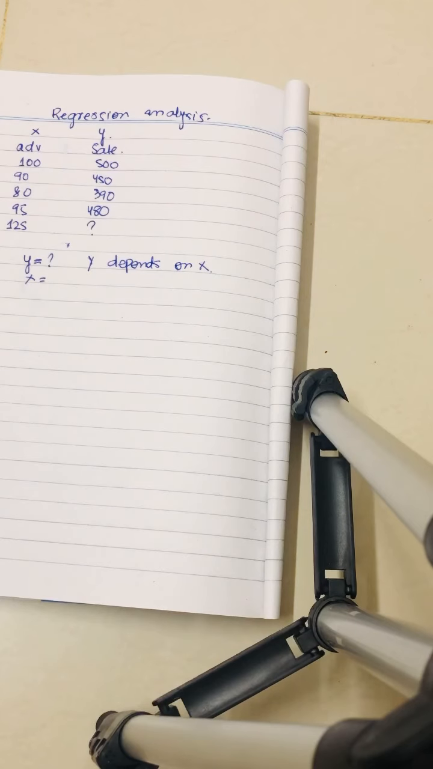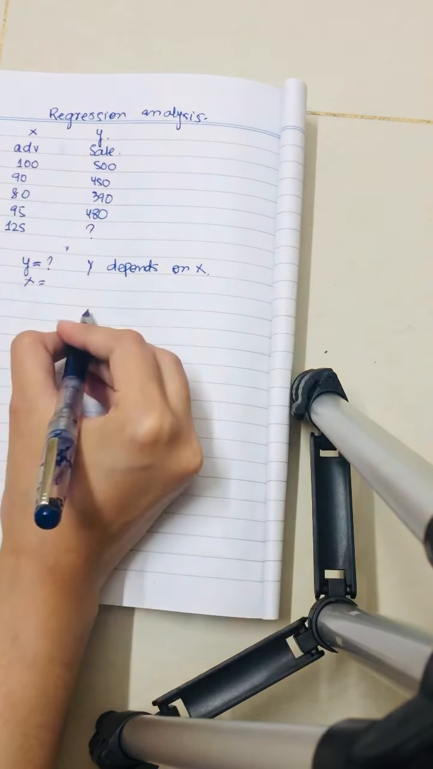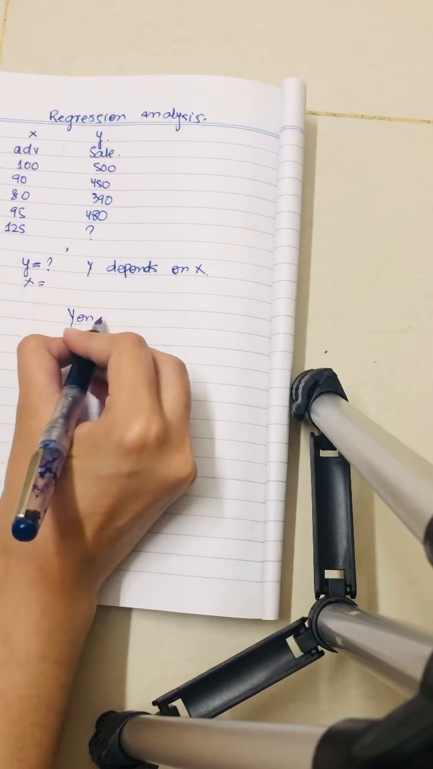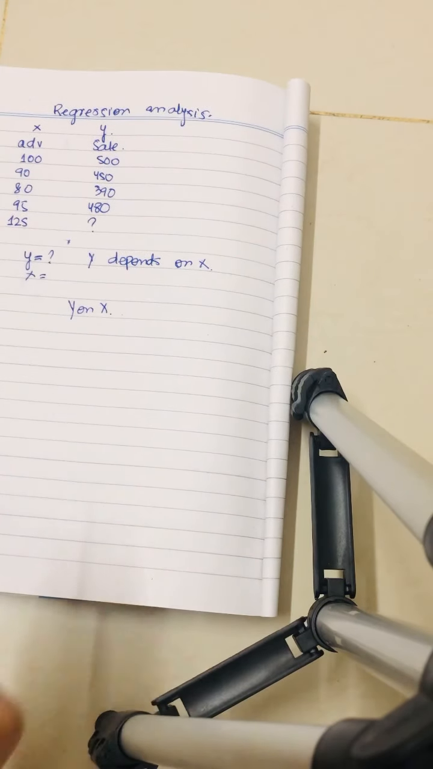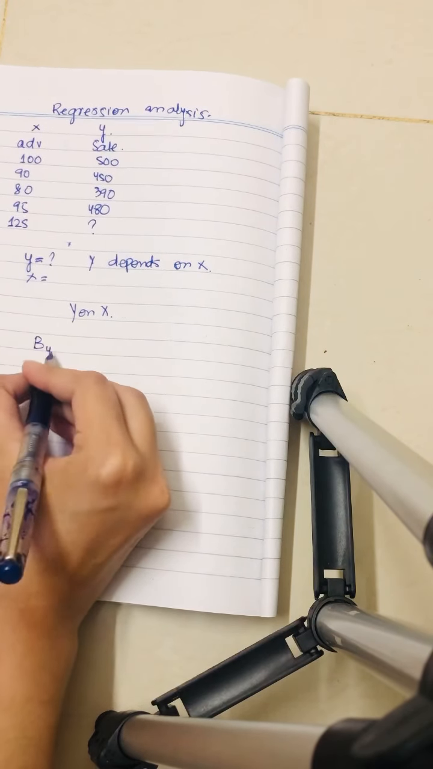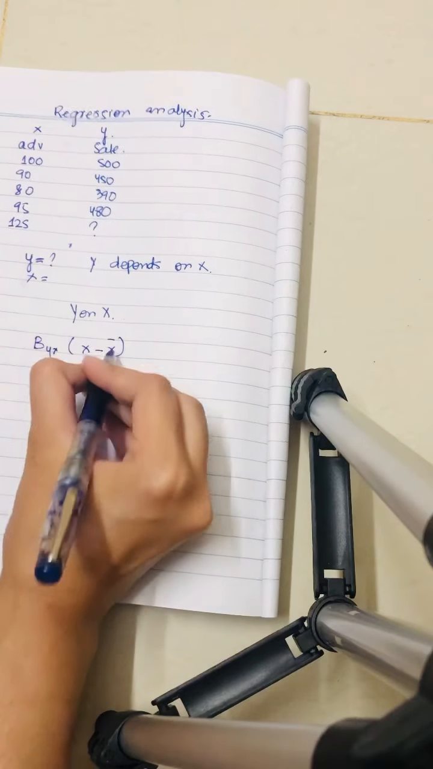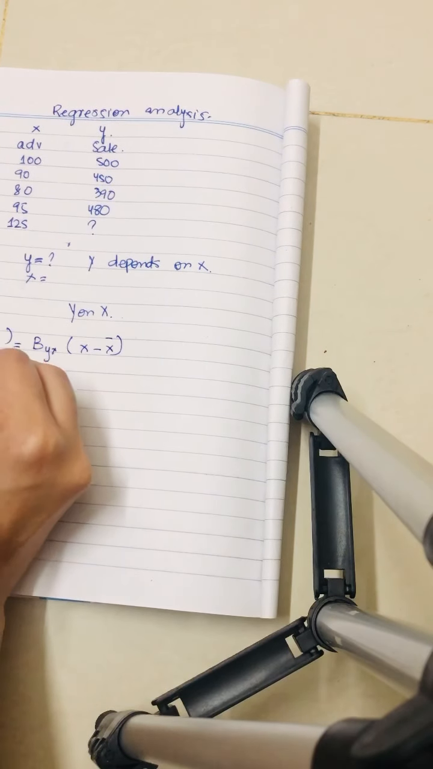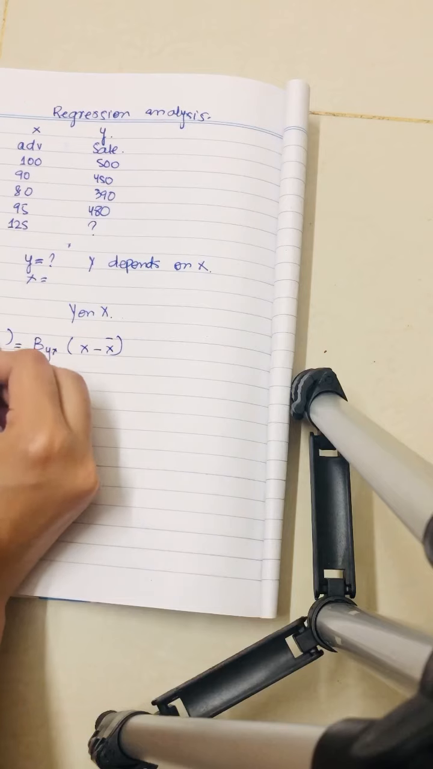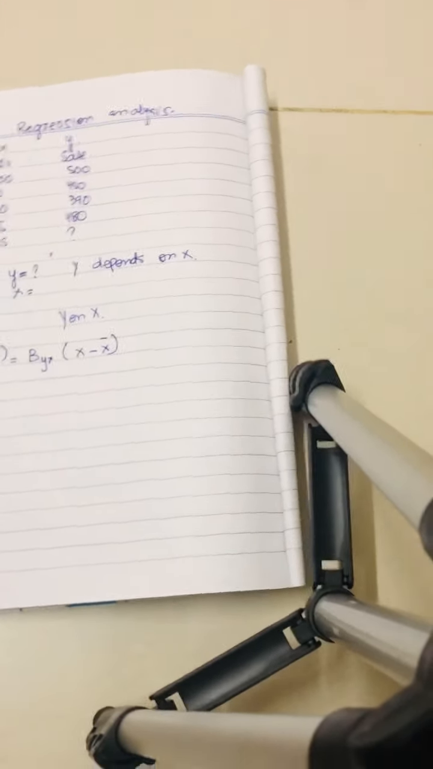Now let's make the formula of regression analysis, Y on X. First of all, I would like to clarify that I will teach you everything from two formulas. The first formula is BYX: X minus X bar, Y minus Y bar. I will teach you how I made this formula.